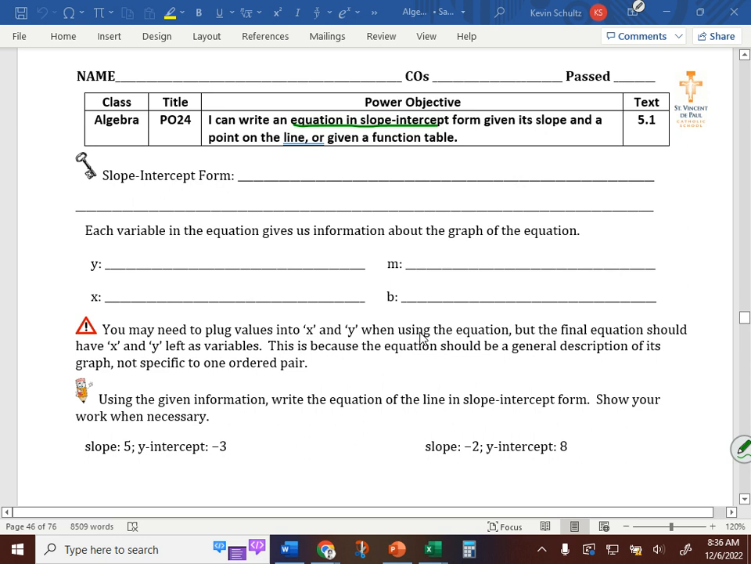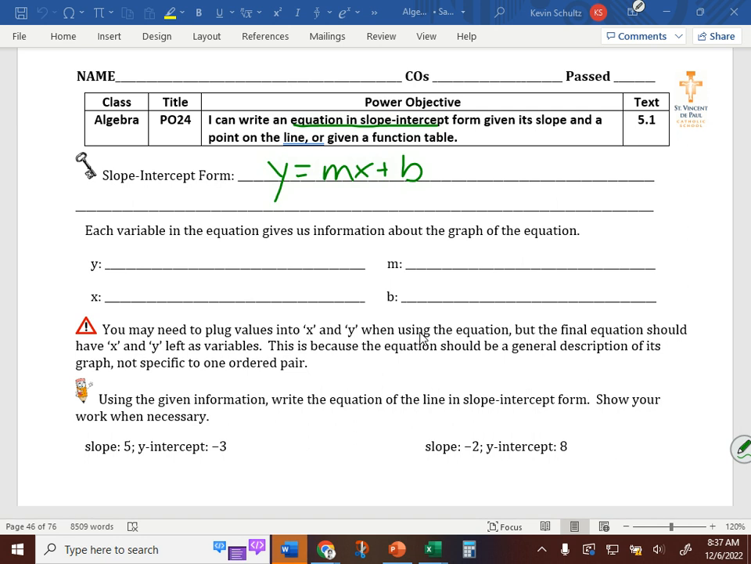So first of all, let's review. What is slope-intercept form? Y equals mx plus b. Okay, y equals mx plus b. And each of these four variables has a purpose. We've focused primarily on the m and the b. Today we're going to bring in the y and the x a little bit more. But let's start with that.